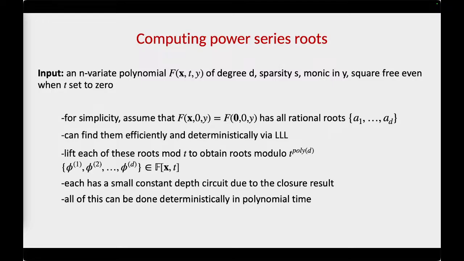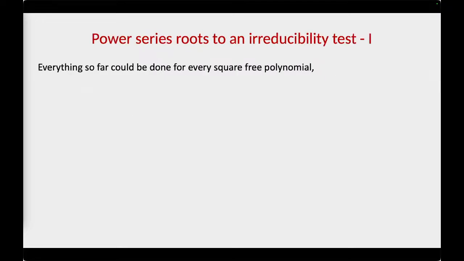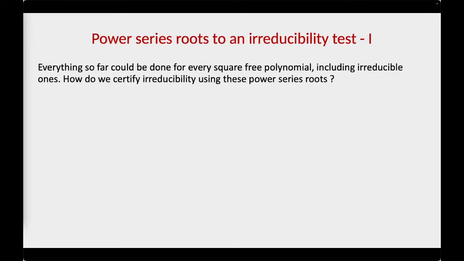So all of this can be done deterministically in polynomial time, and all we need to do now is to somehow use these high enough accuracy truncations of the power series roots to test irreducibility. But notice that everything we have done so far, we could have done with any square-free polynomial. We could have started with an irreducible polynomial that is square-free and done everything we have done so far for that. So we haven't done anything to distinguish irreducible polynomials from reducible ones so far.